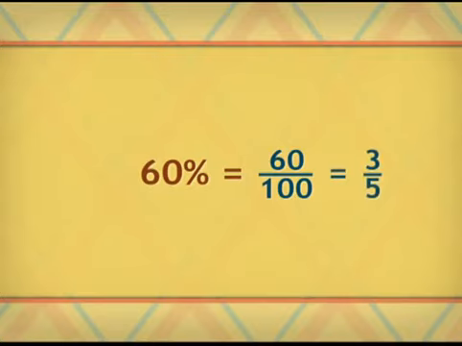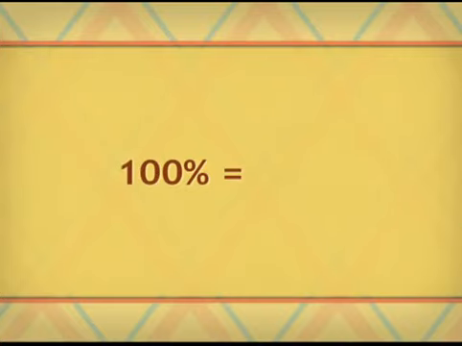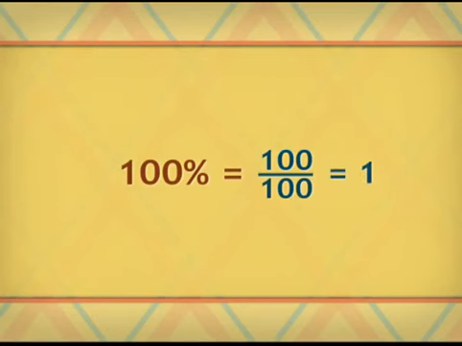Now, what is the ratio for 100%? Well, 100% is the same as 100 100ths, or 1 whole. So, if 100% of the students had chosen soccer as their favorite sport, then that would have meant the whole group would have chosen soccer. If 100% of a family goes for a bike ride, that means the whole family went for a bike ride. So always remember that 100% means the whole thing.